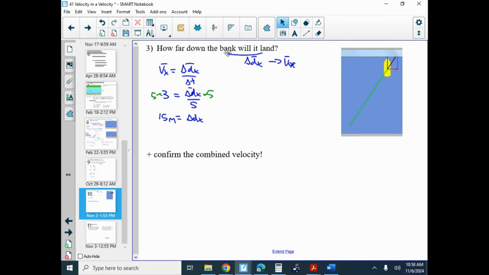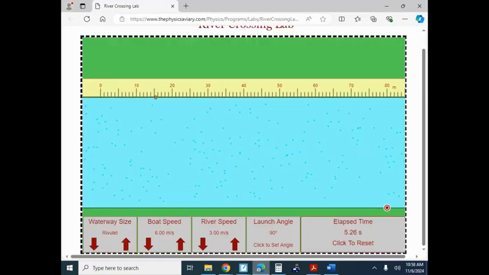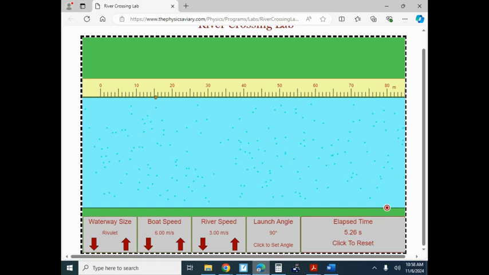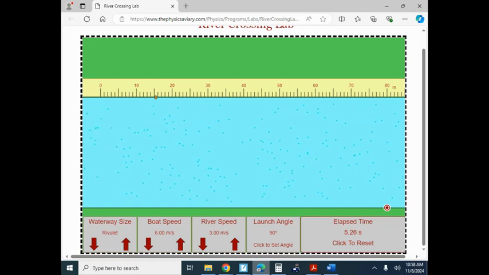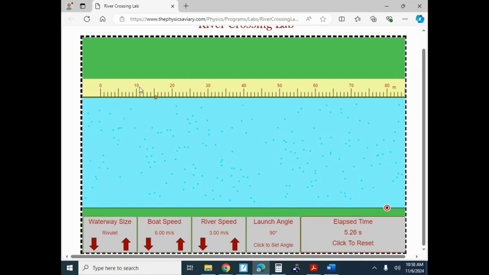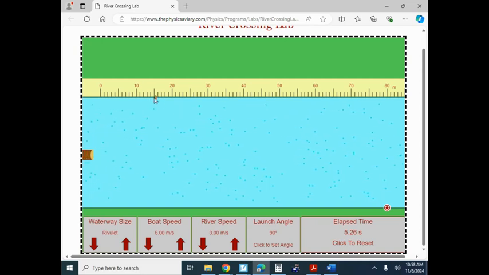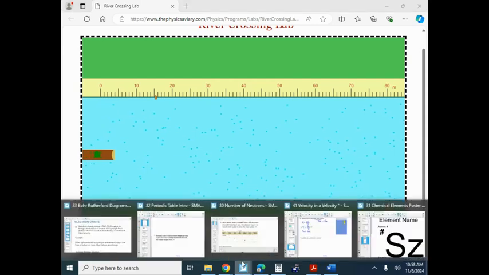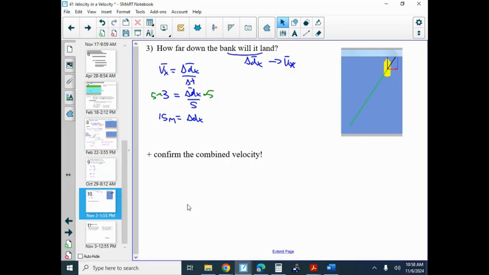Again, go back to the app and look and see where it landed, and right around that 15 mark that it's supposed to be. I'm trying to point to it on the smartboard here, but you're not seeing my hand. So right around that 15, of course. So everything's matching and making sense.